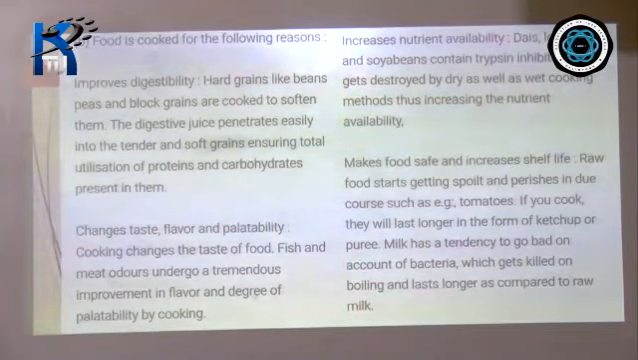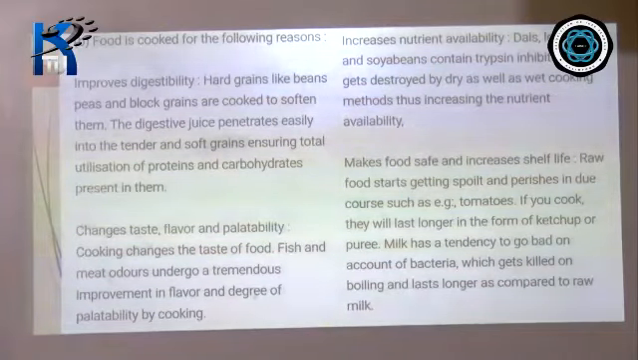Then food is cooked for various reasons: to improve the digestibility, especially the hard beans. The digestive juices easily penetrate once the grains become softer, and the body can easily utilize the proteins and carbohydrates present. Then another good point about cooking is the taste, flavor, and palatability is improved. The taste of the food can be changed according to the meal. Fish and meat undergoes tremendous improvement once it is cooked.